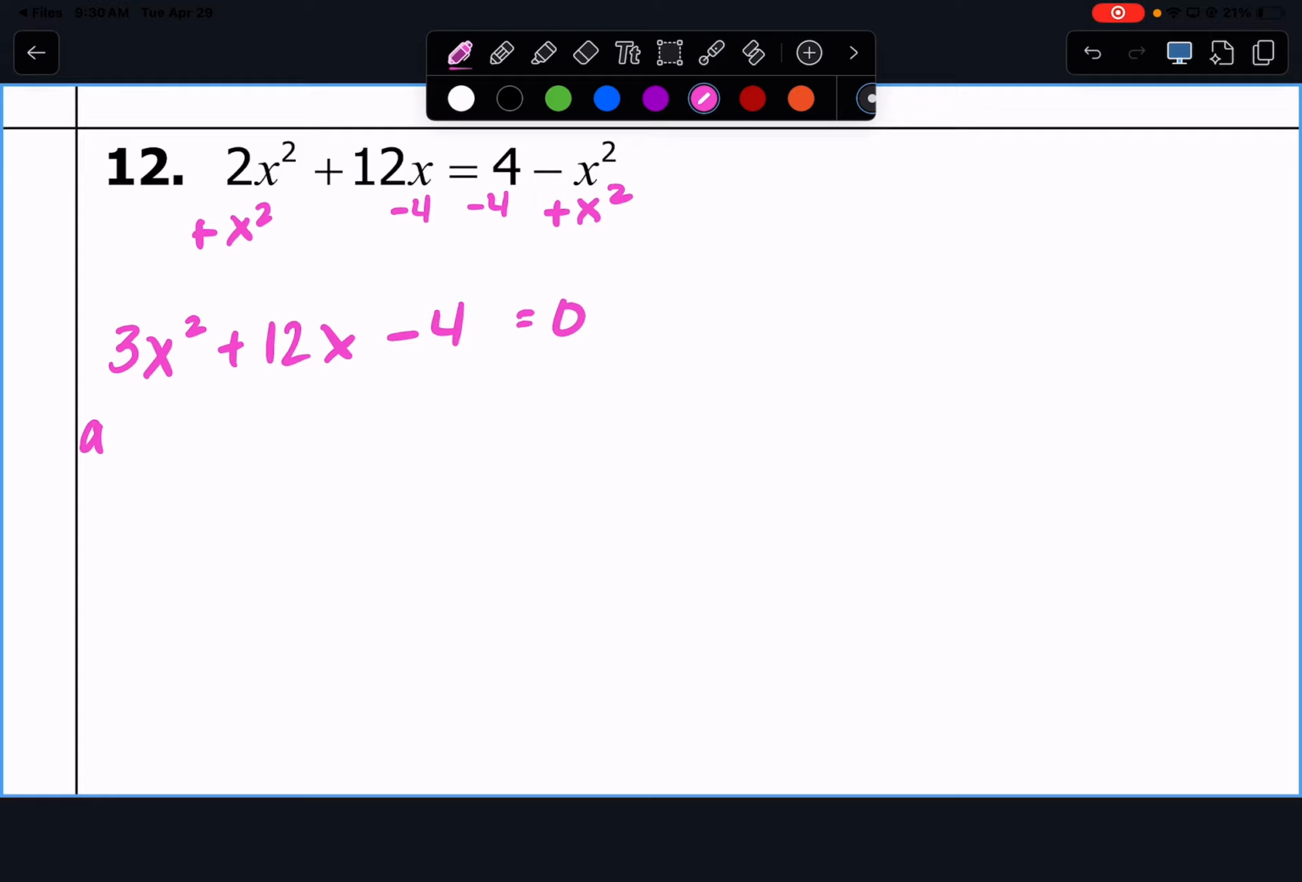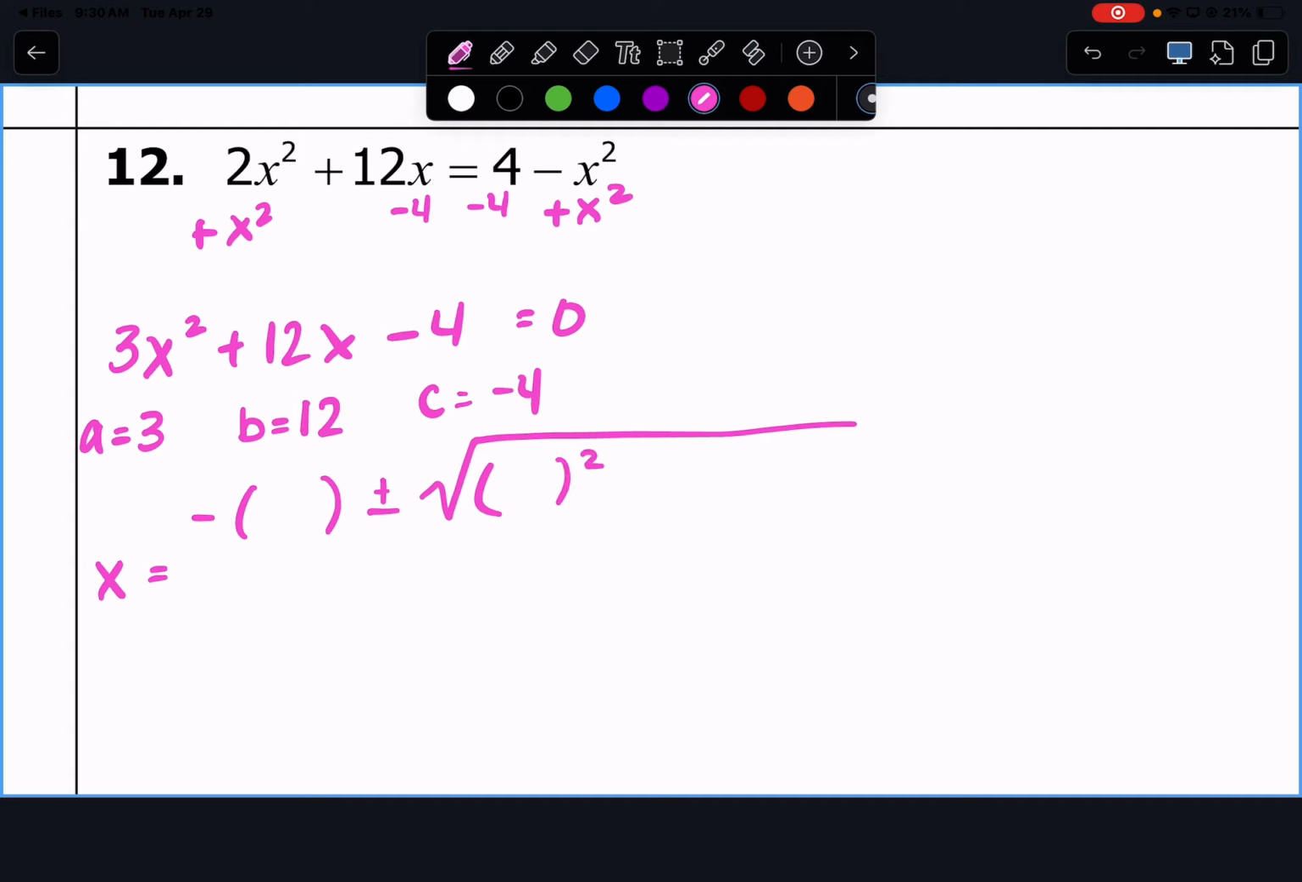Perfect. What is A? A is 3. What is B? B is 12. What is C? C is negative 4. So we have x is equal to negative b plus or minus the square root of b squared minus 4 times a times c all over 2a.